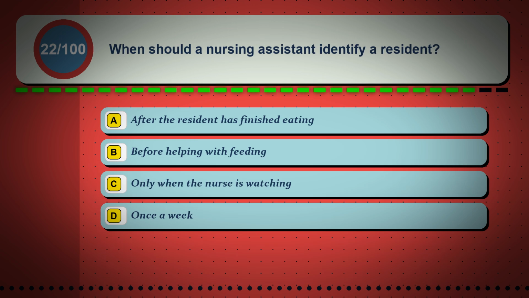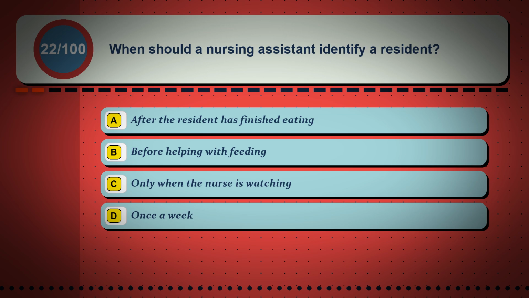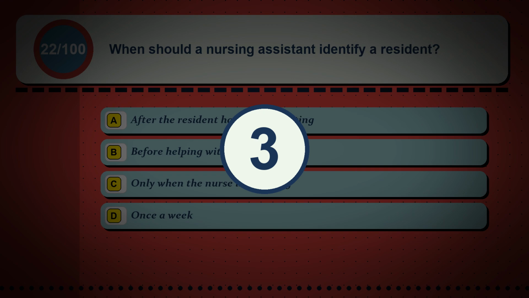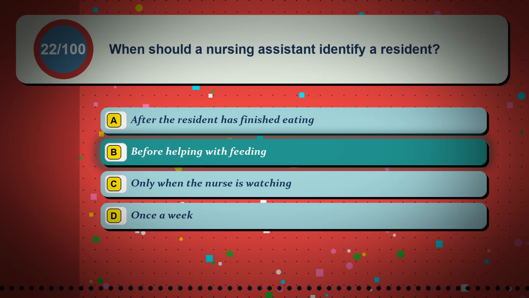Question 22. When should a nursing assistant identify a resident? Option A, after the resident has finished eating. Option B, before helping with feeding. Option C, only when the nurse is watching. Option D, once a week. The correct answer is option B, before helping with feeding.